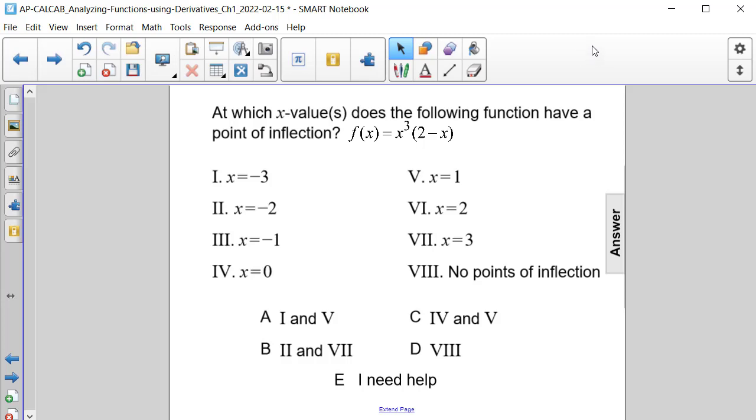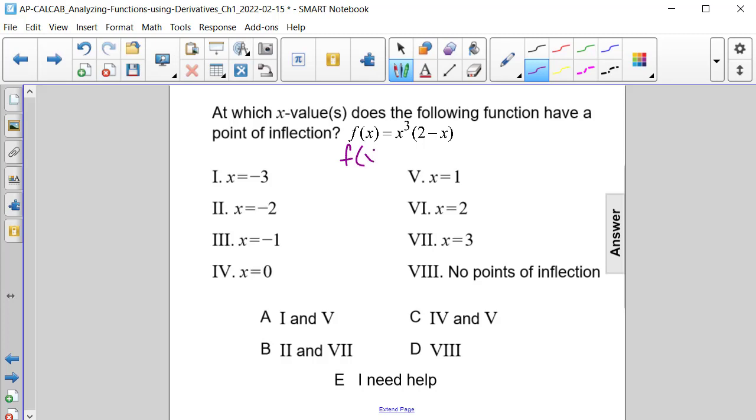At which x value or x values does the following function have a point of inflection? Well, f of x is equal to x cubed times the quantity 2 minus x. Let's actually first distribute this x to the third through, because then it'll be easier to take the derivative once we do that.